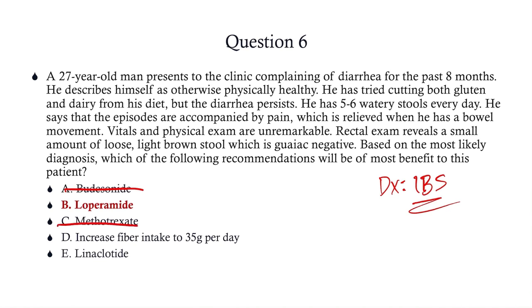Increased fiber intake. So we might recommend that he try to increase his fiber intake. 90% of Americans are deficient in fiber. It can help with both diarrhea and constipation, but we would probably not recommend 35 grams. The general recommendation is 20 to 25 grams. So that would be going way overboard on fiber, probably wouldn't make him too comfortable.